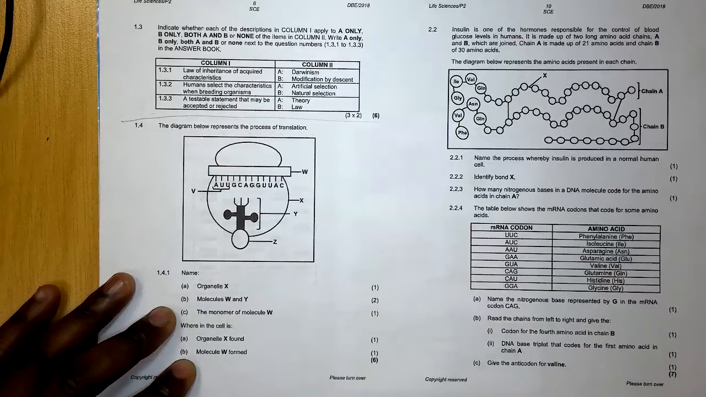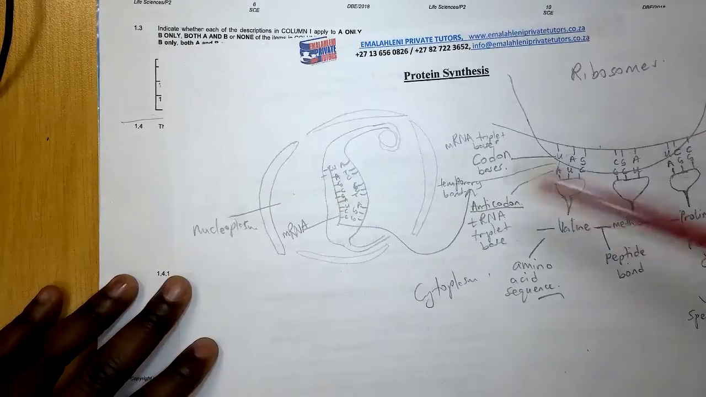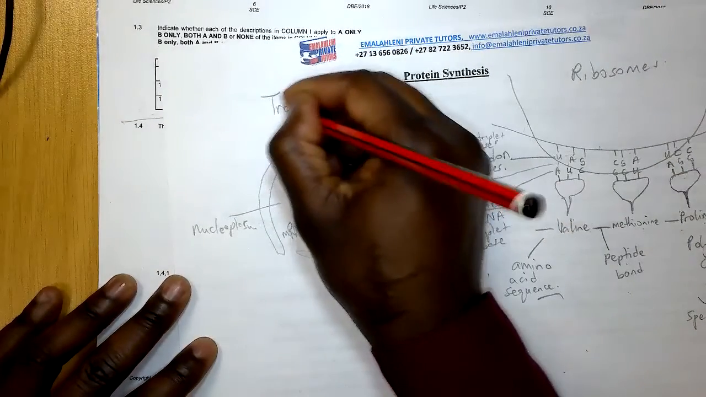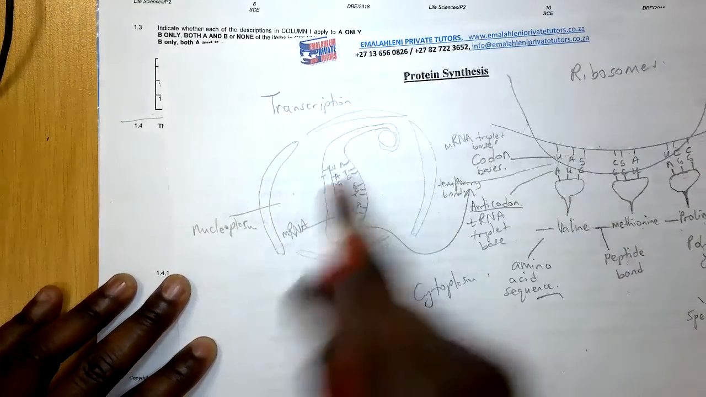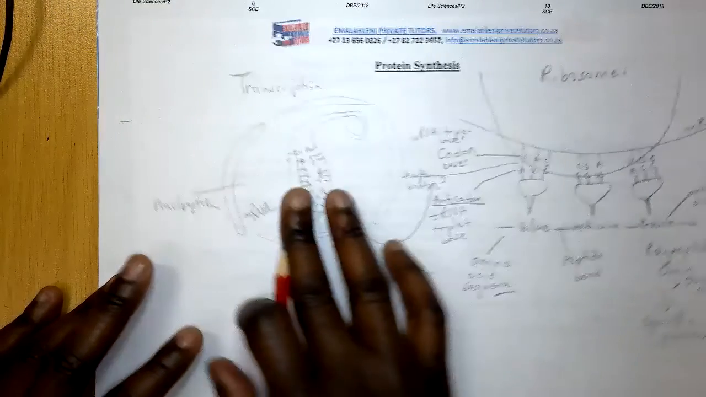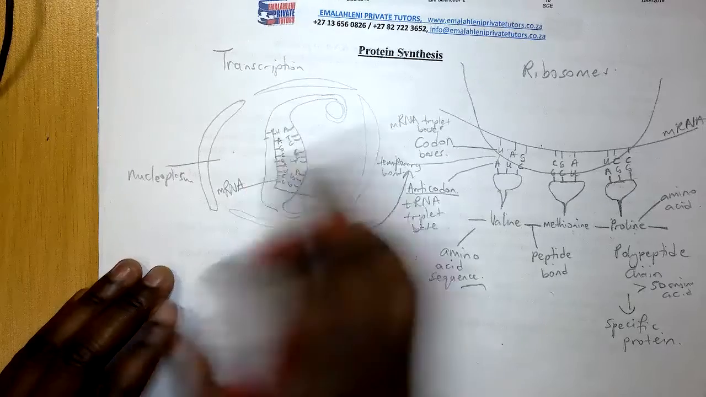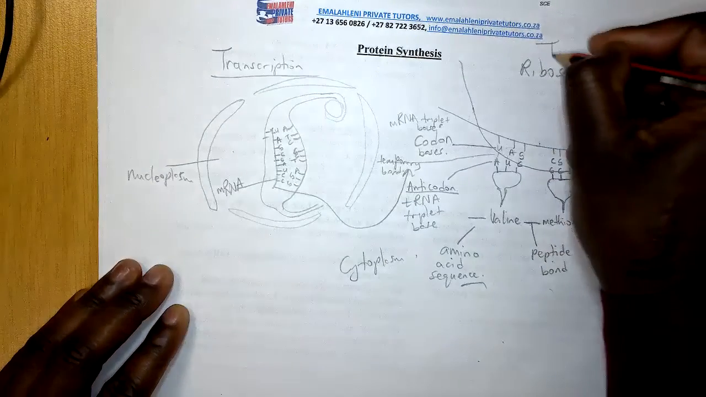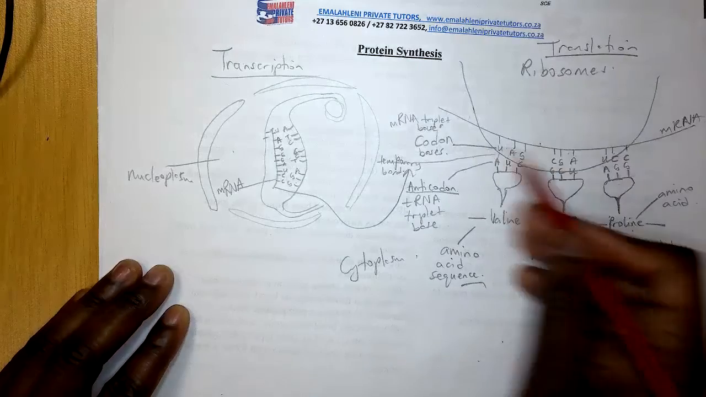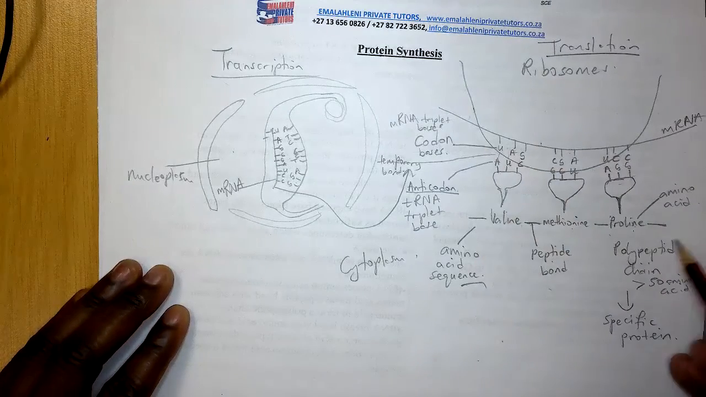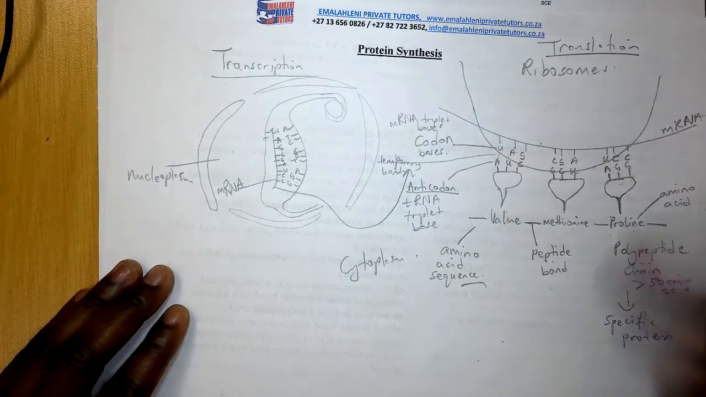Okay, I just forgot something here. This part here is transcription, where we are copying the code to the messenger RNA. Then this part here is what is called translation, where the base sequence is translated to an amino acid sequence. Once we have our protein, the process is done.